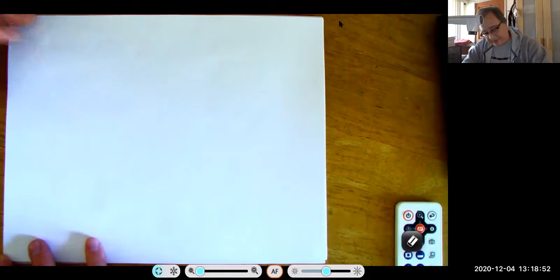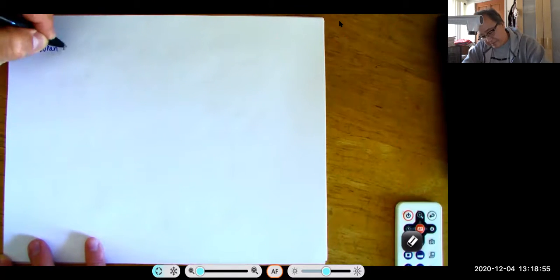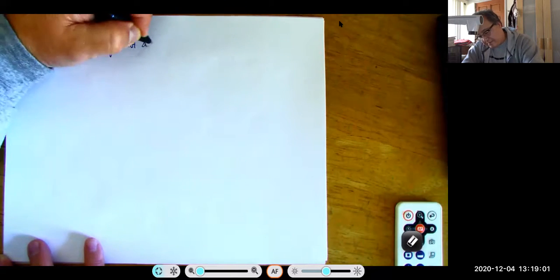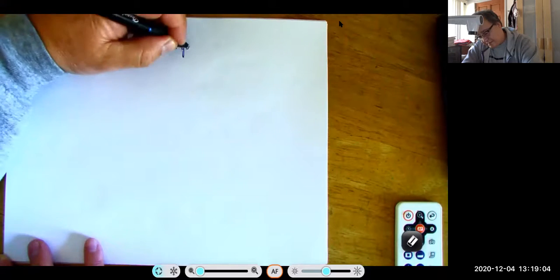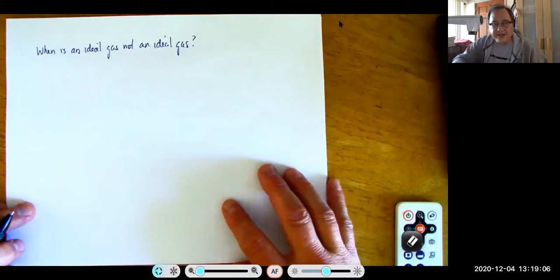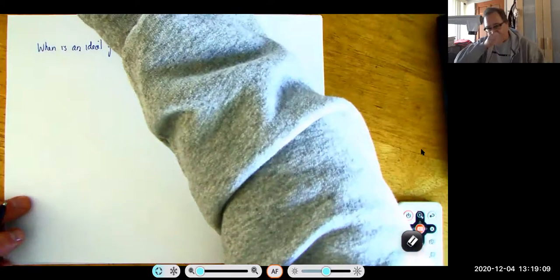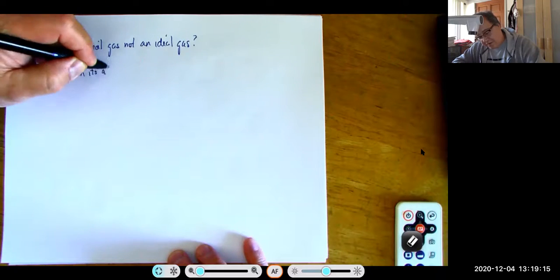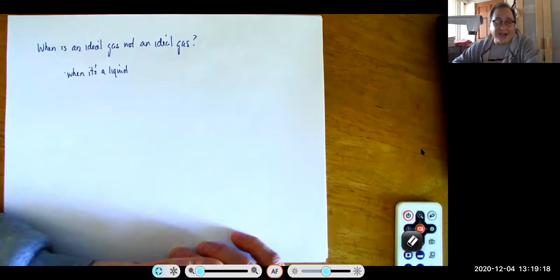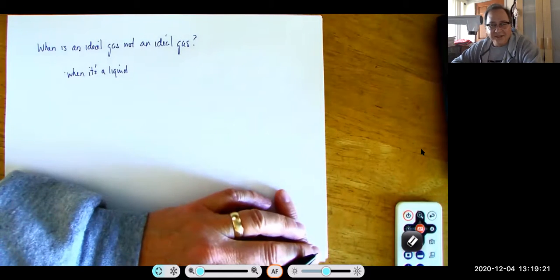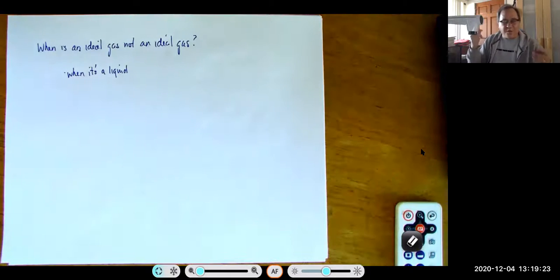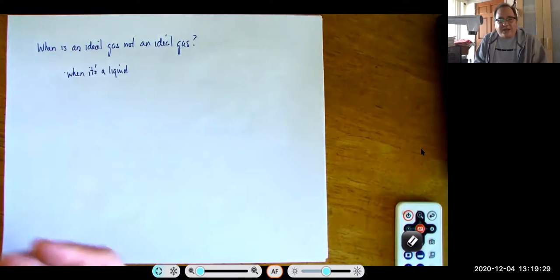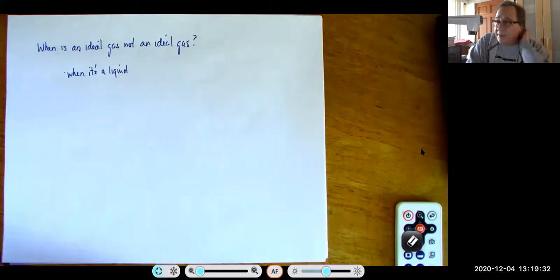Okay. And the last thing that I want to talk about was actually when an ideal gas is not an ideal gas. And the answer is there's only one answer. It's not an ideal gas when it's a liquid. So this should make you scratch your head. What the heck is he talking about? What do you mean when a gas is a liquid? That's silly. Well, here's what I want you to think about.